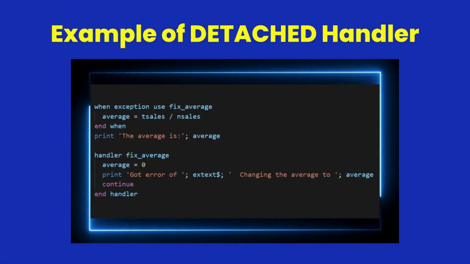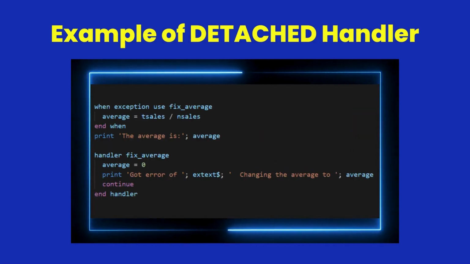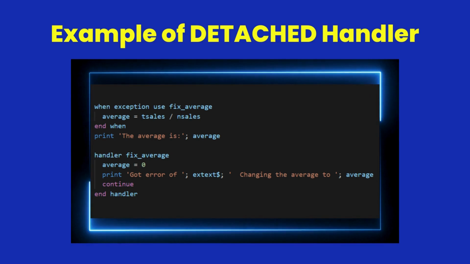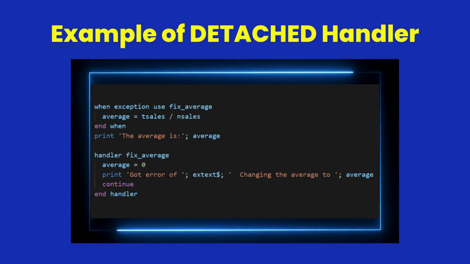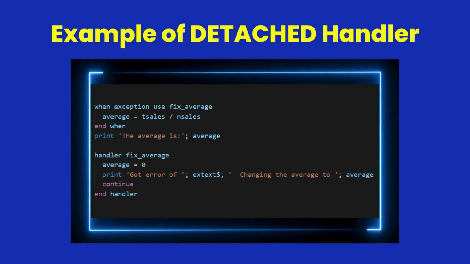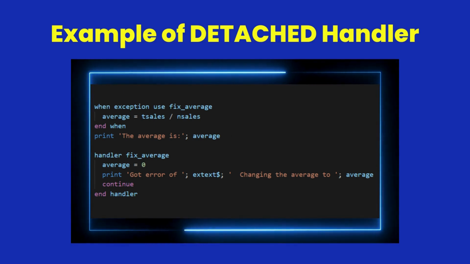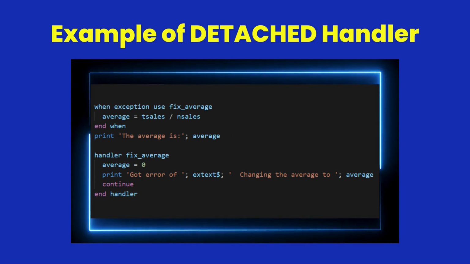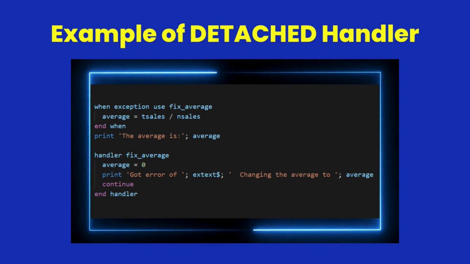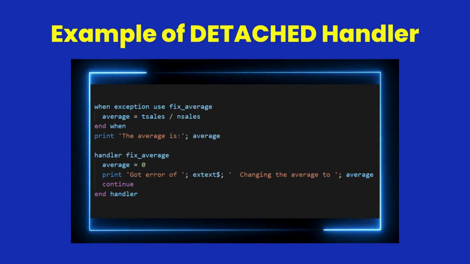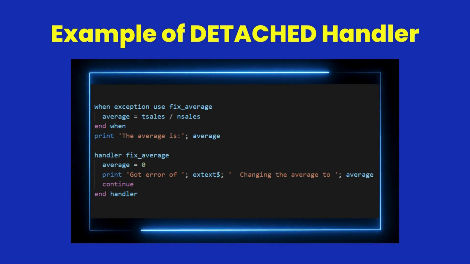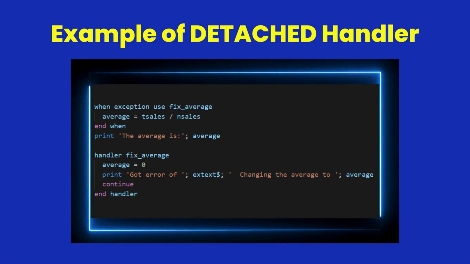Let's look at an example of using a detached handler in Sheerpower. The when exception use statement calls a separate handler routine. Here's how it looks. In this example, when exception use specifies that a separate handler routine, fix_average, will be used for exceptions. Protected code, the code within the when block attempts to calculate the average.